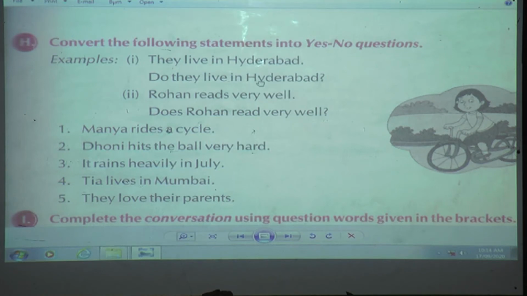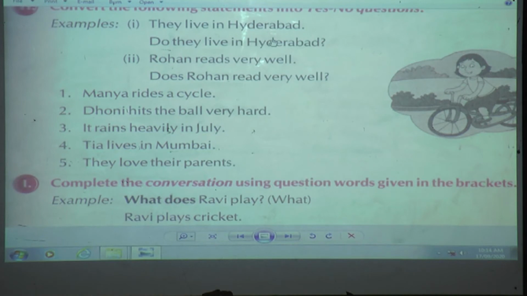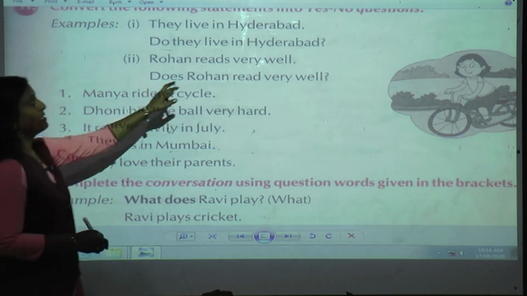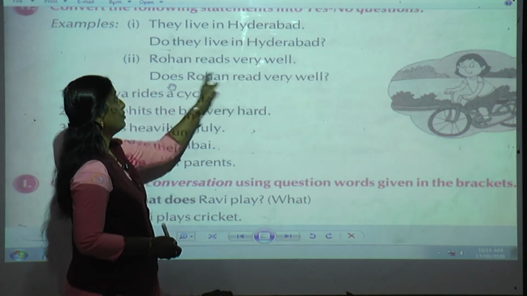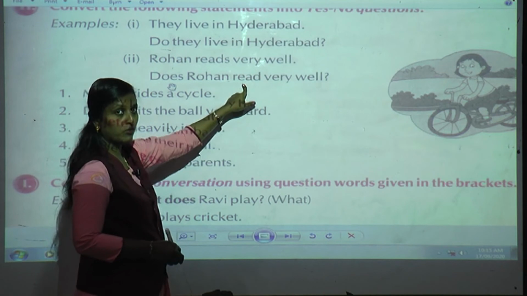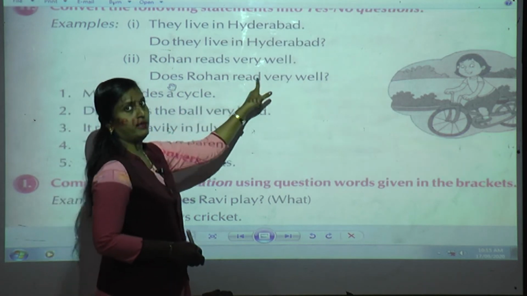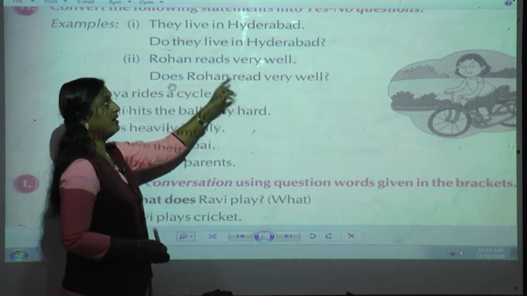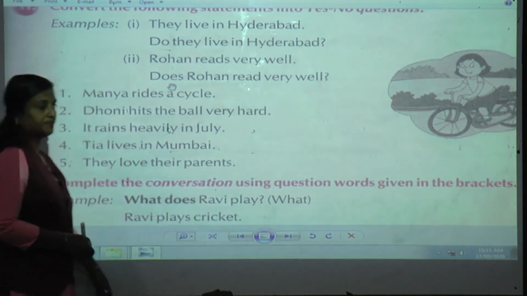They live in Hyderabad. As the subject is they, is it singular or plural? Plural. So we are going to use do. Do they live in Hyderabad? Next, Rohan reads very well. Rohan is a singular subject, so what are we going to use? Does. So does Rohan, and what is the original form of reads? Read. When you are writing read, you are not going to add s again. You have to write the original form of the verb. So does Rohan read very well? If you write does Rohan reads very well, your answer will be wrong.